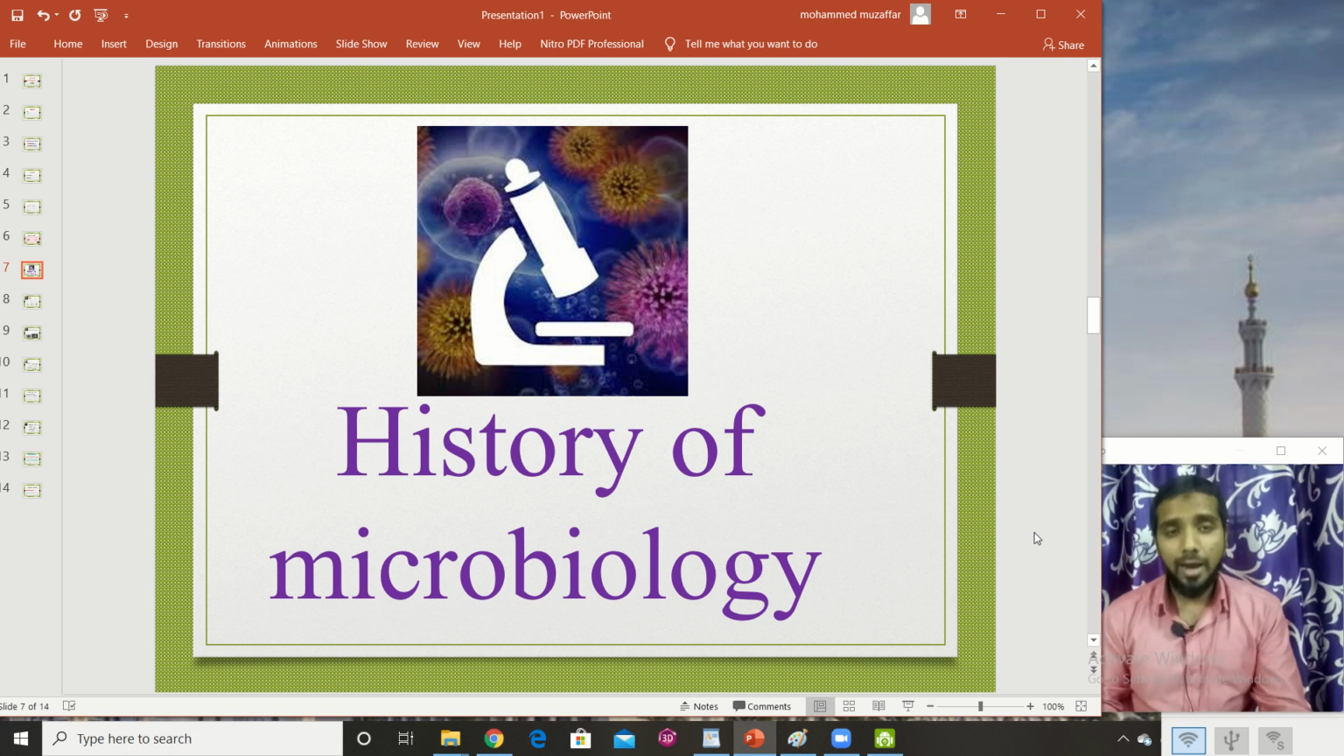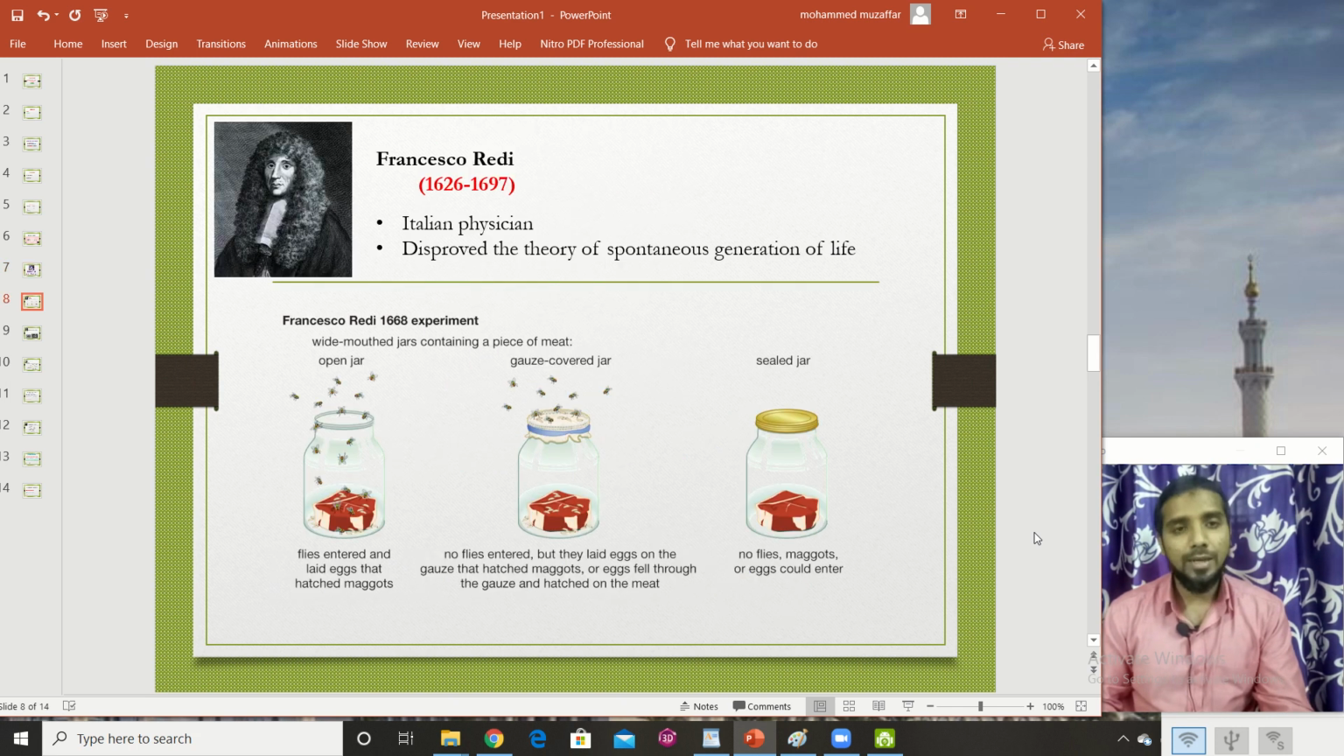Similarly, animals do evolve. Now we'll have a look at the microorganisms which have been evolving and what were the contributions of various scientists around the world in the past. We'll be dealing only with the important scientists. Every scientist is important, but we'll be discussing those who made major contributions today. Beginning with Francisco Redi. Francisco Redi is an Italian physician. It means he was a doctor in Italy.